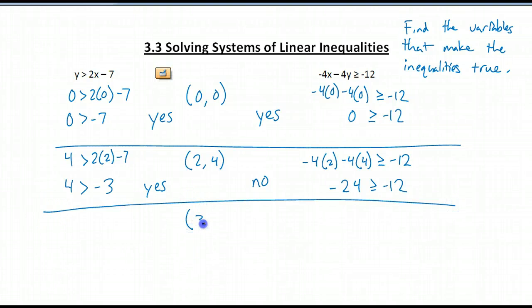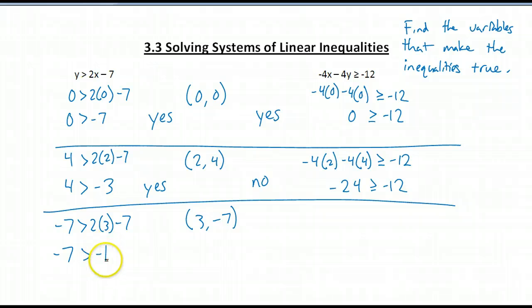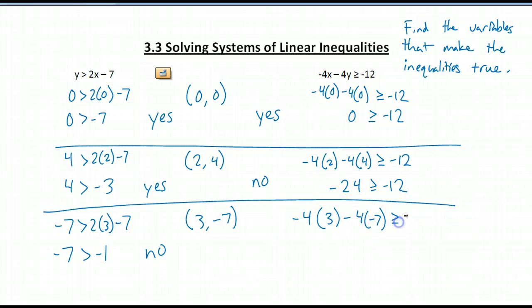Let's try another point, 3, negative 7. Plug in 3 for x and negative 7 for y, and do my math. 6 minus negative 7 is negative 1. Is negative 7 greater than negative 1? No. Plug 3, negative 7 into my second inequality, and I end up with negative 12 plus 28, which gives me positive 16. Now, is positive 16 greater than or equal to negative 12? Yeah.